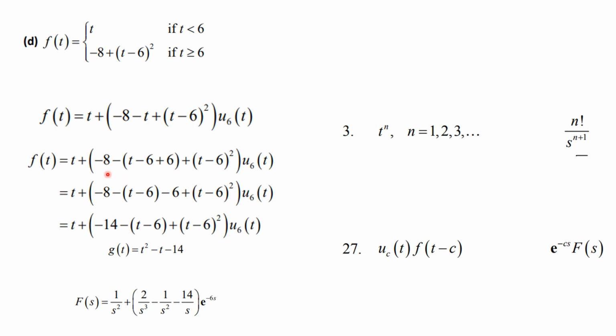Now, I am going to do some arithmetic here, and I do the arithmetic, and I get minus 14 minus t minus 6 plus t minus 6 whole squared times the Heaviside function sub 6 at t. Now the function here is g of t is equal to t squared minus t minus 14. So that is what this f of s is going to be based on. So now this was really e to the minus 6s all over s, but I put one of the s's in here. So after I do this transform, and I didn't show the 1 over s thing here, but that's all right, this is 2 over s cubed, 1 over s squared, and minus 14 over s.